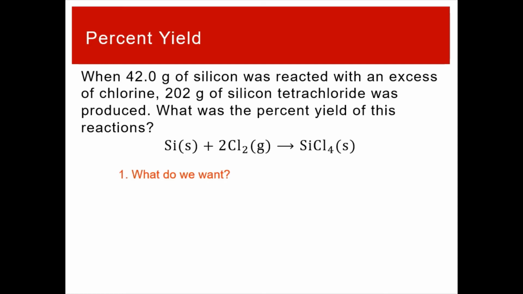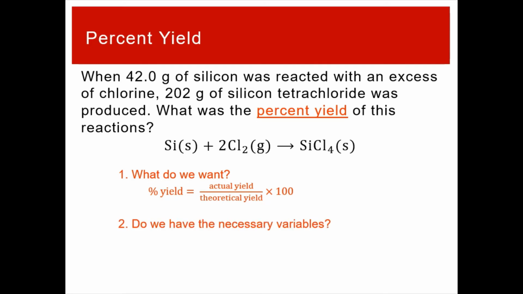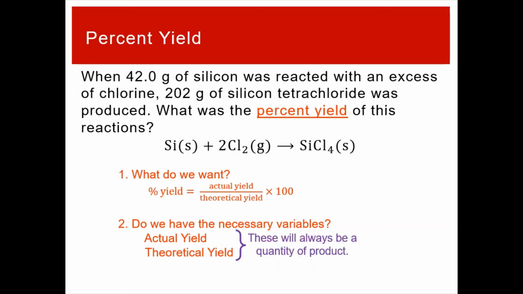All right, what do we want? Percent yield. Because it's percent yield, we know that's an equation, and we really just need two other variables: our actual yield and our theoretical yield. Do we have those? If it's yield, we're looking for a mass of product. The product in this case is going to be SiCl4, our silicon tetrachloride.